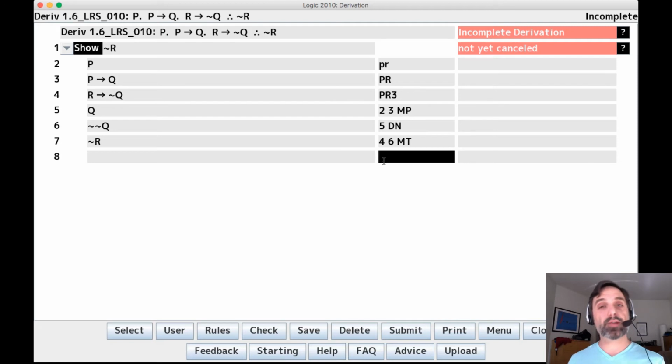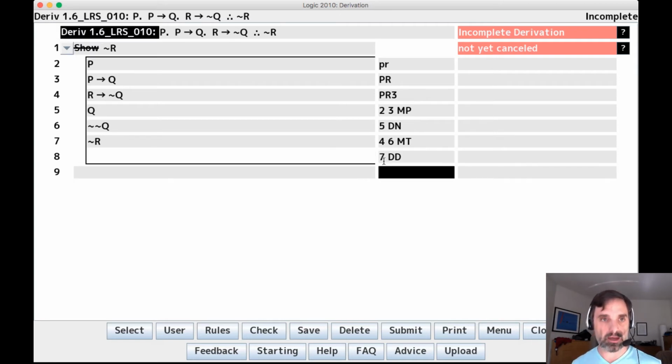Well, what we've done is called a direct derivation. Direct because we actually got to the conclusion. As you'll see, there are other ways to do derivations that don't actually require you to get the conclusion on a line. They're more complicated, and we'll be getting to those in subsequent videos. But this is a direct derivation because we have the conclusion. So we say, on what line do we have the conclusion? Line 7. And then we say DD, and we hit enter.